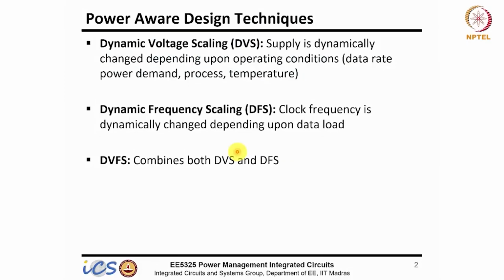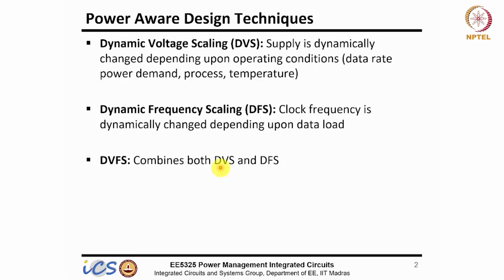So there are some power aware design techniques which require specialized converters. One is dynamic voltage scaling, which is quite common in processors, and then dynamic frequency scaling, and if you combine both it becomes DVFS. DVFS is the most commonly used technique in processors, where, depending upon the performance requirement, you increase or decrease the voltage as well as the frequency.